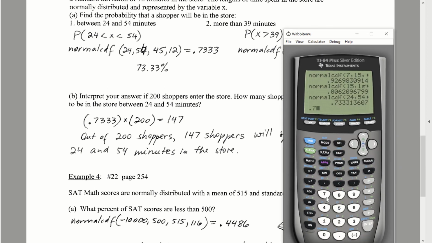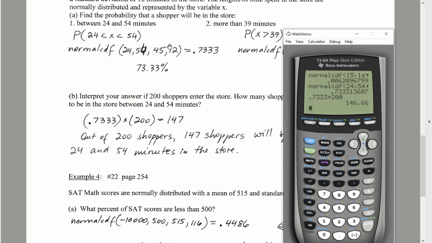So 0.7333 times 200 would tell us that approximately about 146.6, probably would make sense to round it up, about 147 of those 200 shoppers would spend between 24 and 54 minutes in the store.